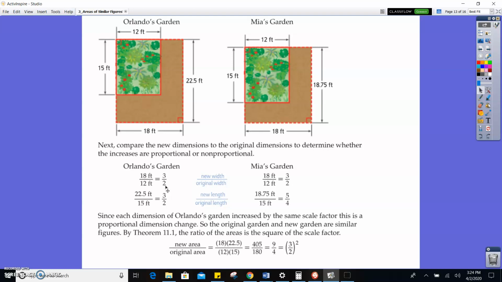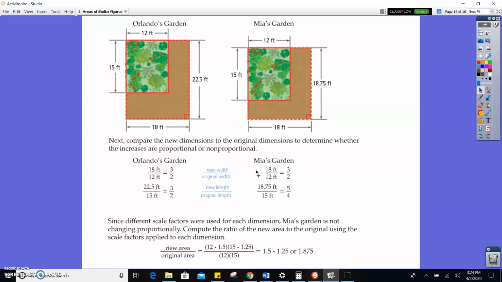Since Mia's did not increase by the same scale factor, it was not a proportional dimension change.